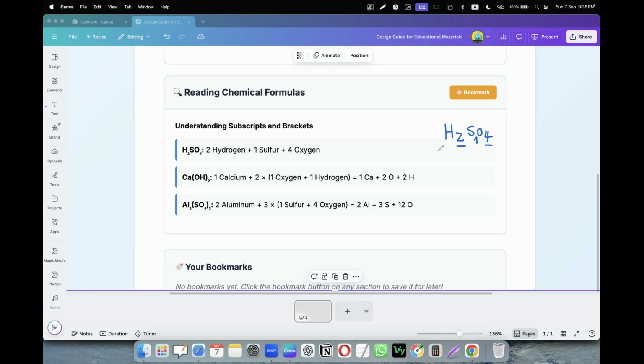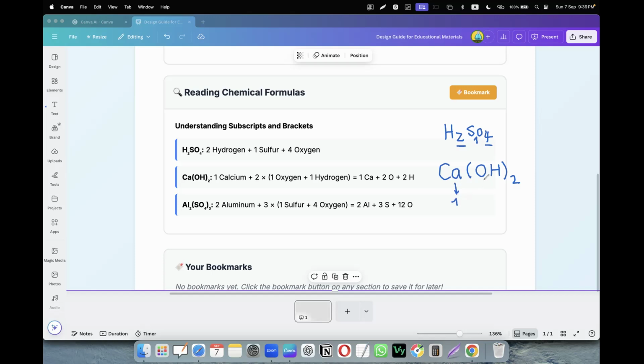Now I have calcium hydroxide, Ca(OH)2. This is one element, calcium. Oxygen is one element and hydrogen is a separate element. That's why both of them are written in capital. This is not a separate element. That's why the second letter here is in small letters. And then 2. How many calciums do I have?